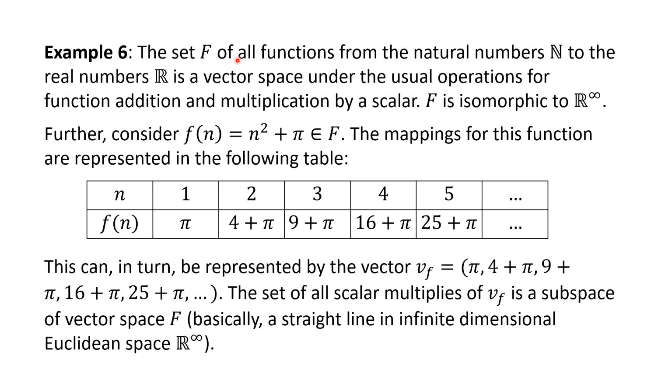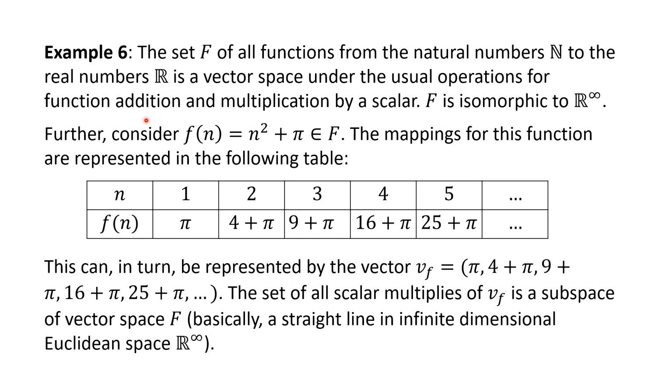Consider this set F of all functions from the natural numbers N, that's the numbers 1, 2, 3, 4, 5, etc., to the real numbers. This is a vector space under the usual operations for function addition and multiplication by a scalar. I'll leave it as an exercise for you to check the axioms. Just to give you maybe one example, the zero vector would be f(n), taking the natural number as its input, mapped to 0 for every value of the natural numbers.